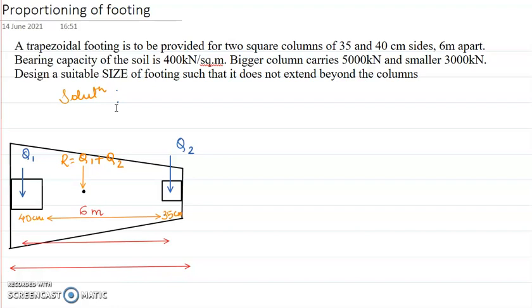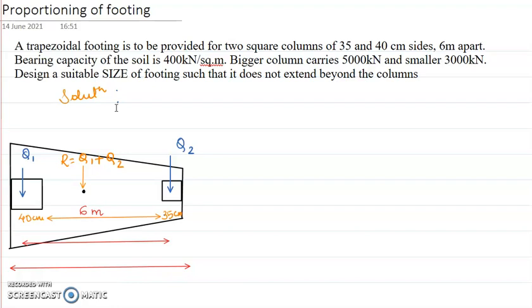The problem statement reads that a trapezoidal footing is to be provided for two square columns of 35 and 40 centimeter size. Okay, so the sizes of the columns are unequal. One is 35, one is 40. They are 6 meter apart. Bearing capacity of the soil is 400 kilonewton per square meter. The bigger column carries 5000 kilonewton and the smaller one carries 3000 kilonewton. Design a suitable size of the footing.